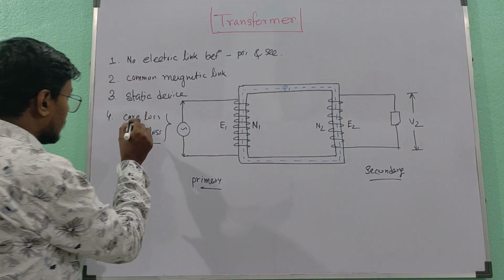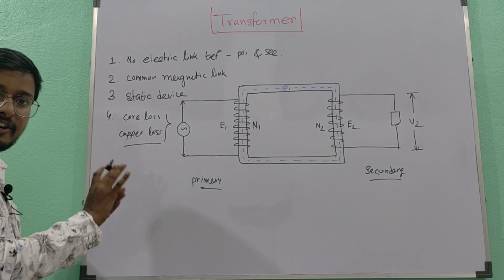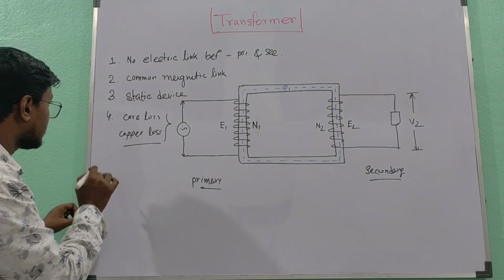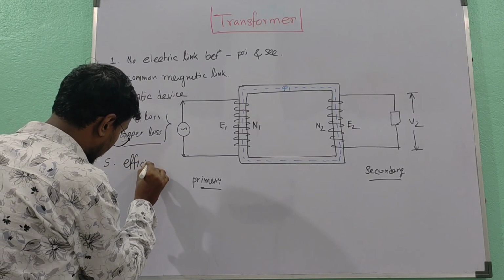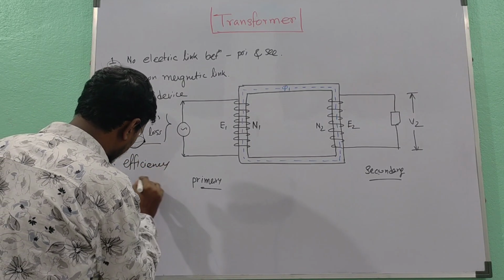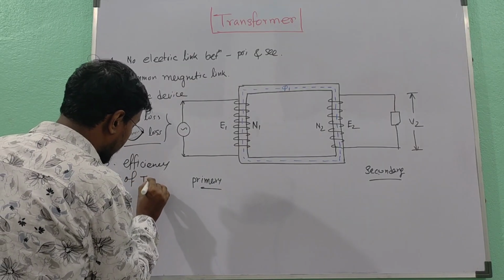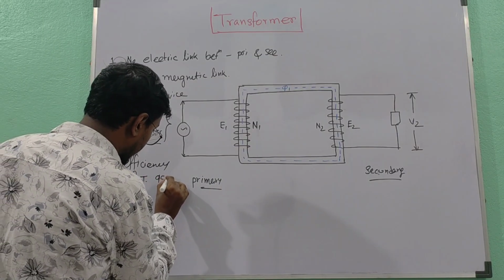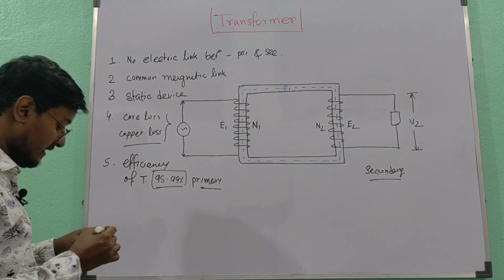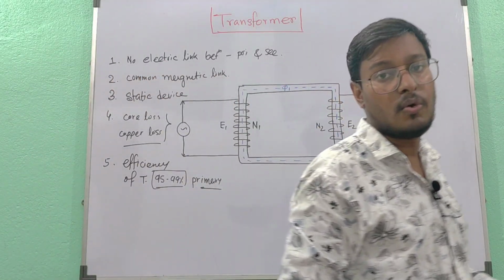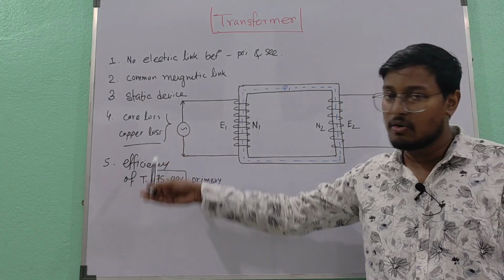Now as there is no rotational loss, friction loss or windage loss, the efficiency of transformer is generally very high. The efficiency of transformer is generally 95 to 99%, because there are no rotational losses, only core loss and copper losses.